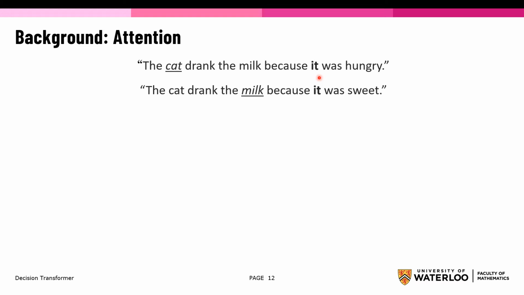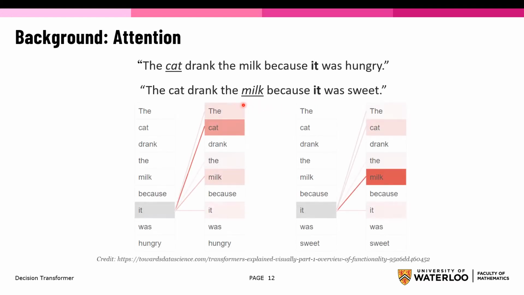For example, in the first sentence, we want to learn a context representation for the word it that depends mainly on the word cat. However, in the second sentence, we want to learn a different representation of the word it that actually depends on the word milk more. So we want to focus more on cat in the first sentence and on the word milk in the second sentence to get different context representations for the same word, which is it.